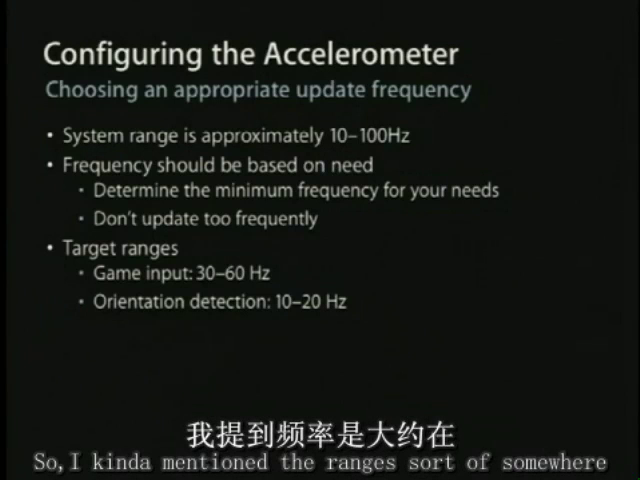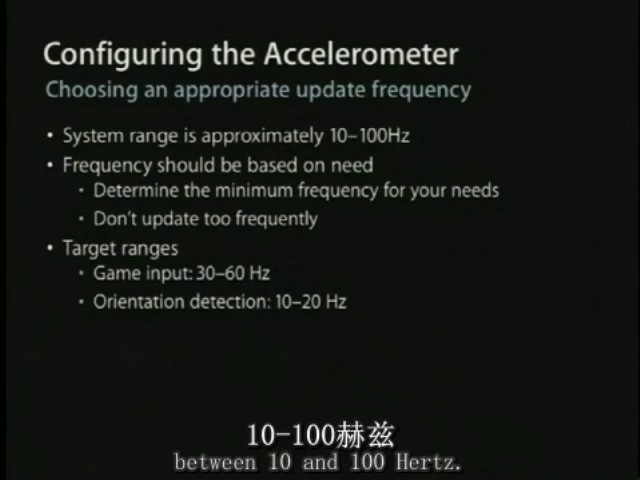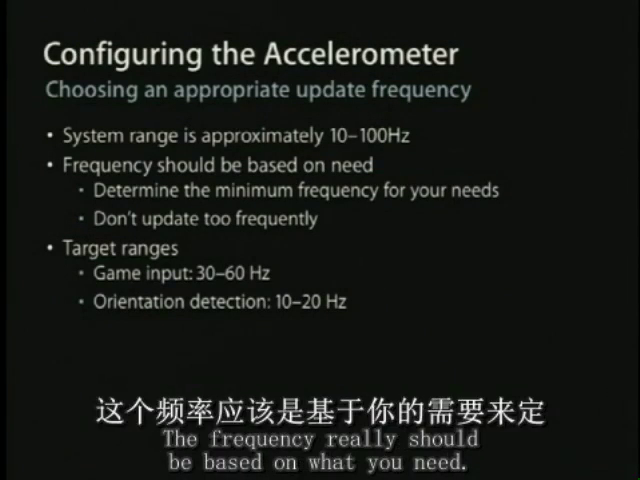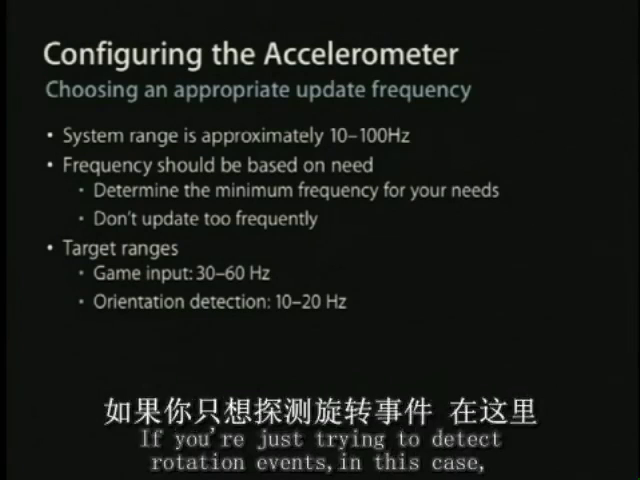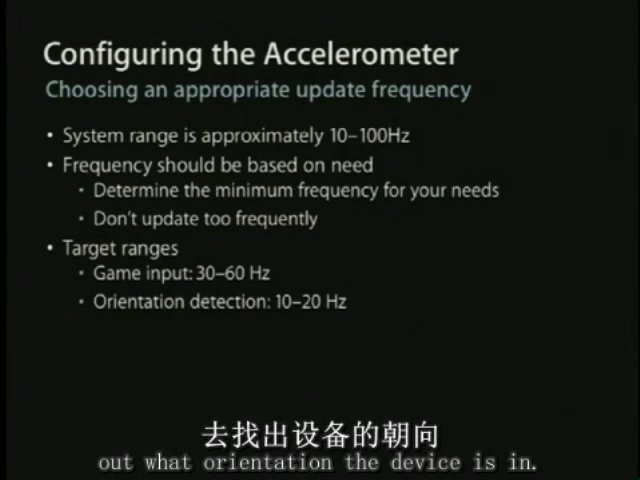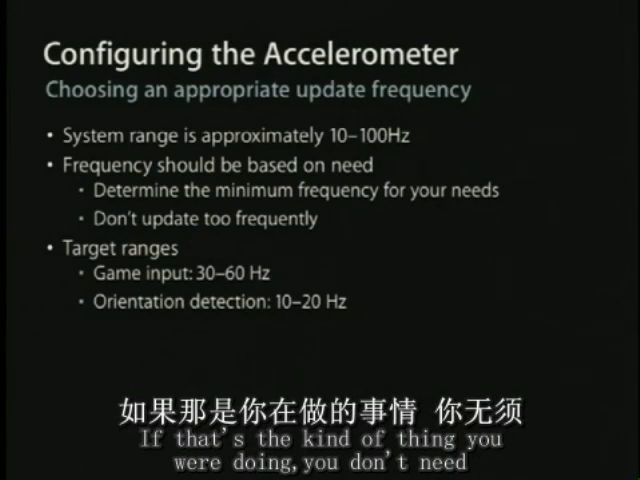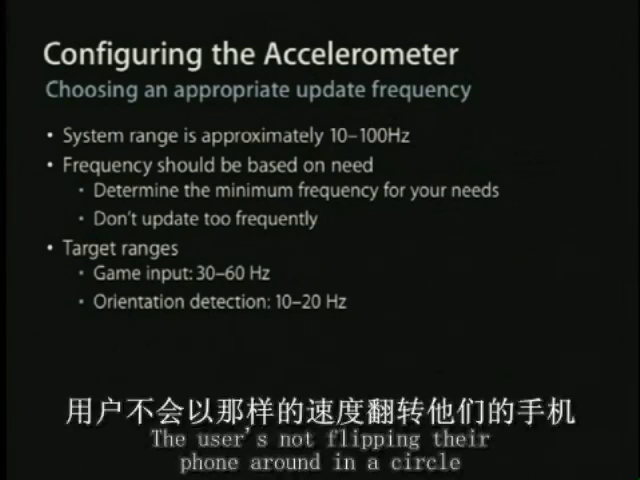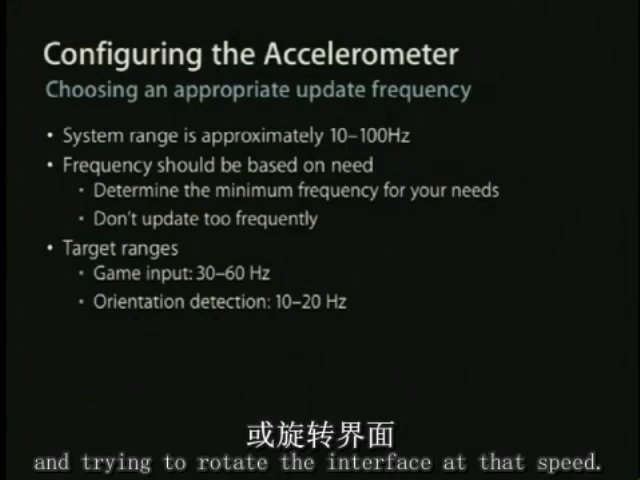So I kind of mentioned the range is somewhere between 10 and 100 hertz. You can set it up anywhere in between those pretty much. The frequency really should be based on what you need. If you're just trying to detect rotation events, you don't really need to worry about this because we've got all these other APIs for figuring out what orientation the device is in. But if that's the kind of thing you were doing, you don't need to update very frequently. 10 or 20 hertz is more than enough. The user's not flipping their phone around in a circle and trying to rotate the interface at that speed.